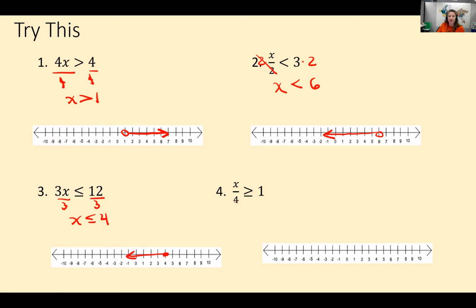Number 4, the opposite of divided by 4. I'm going to multiply both sides by 4. X is greater than or equal to 4. Find 4, fill in my circle. My arrow points to the right.